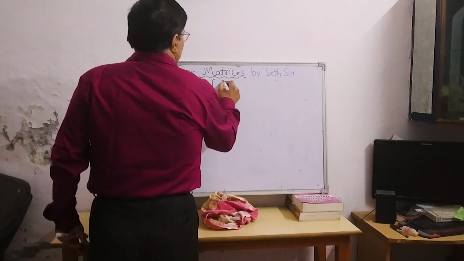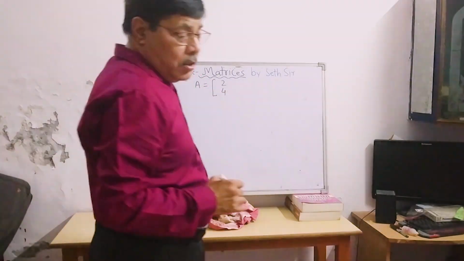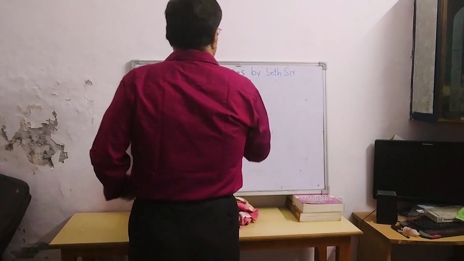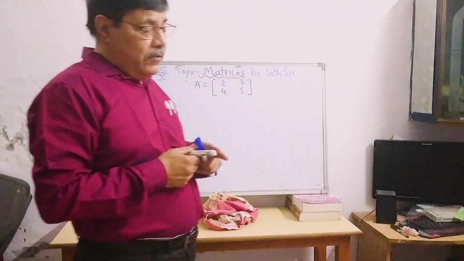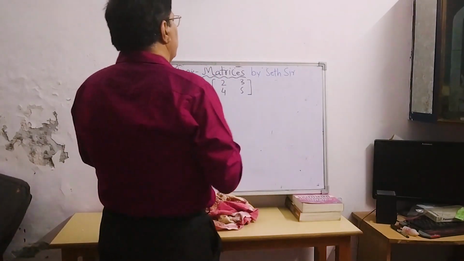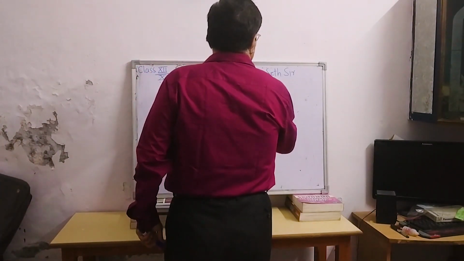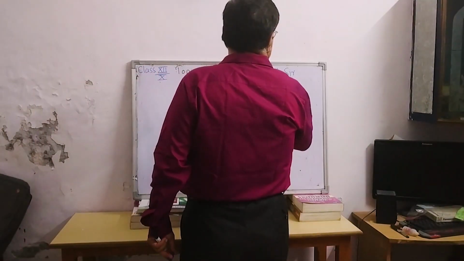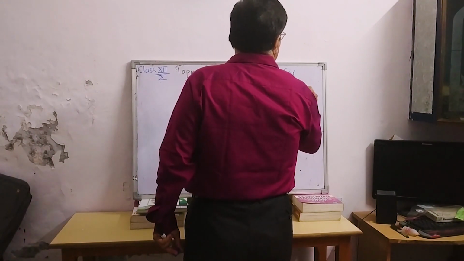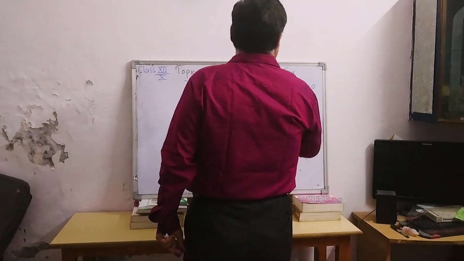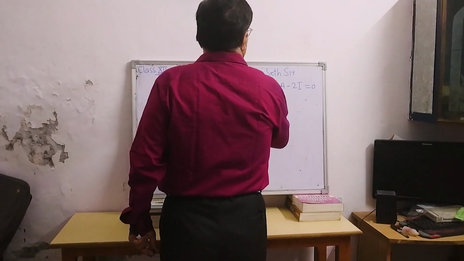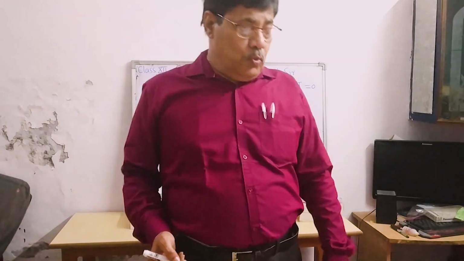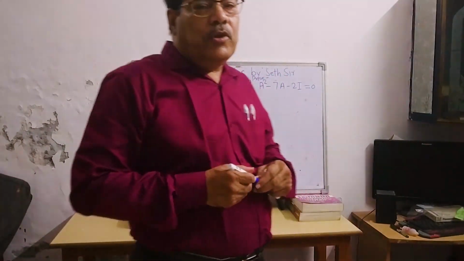The value of A is given to you: 2, 4, 3, 5, and you have to find A square minus 7A minus 2I, or sometimes they say prove that A square minus 7A minus 2I equals 0. How will you solve it?